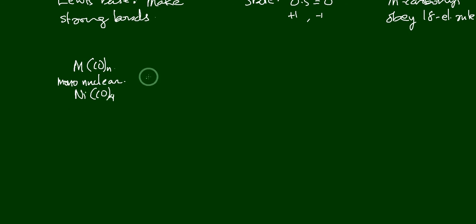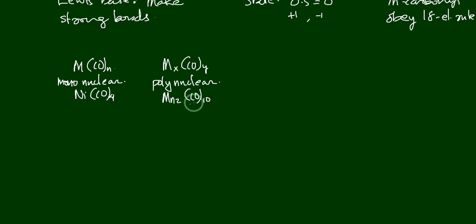And sometimes it can be like this, Mx(CO)y, which means there will be more than one metal center. In such cases we call them polynuclear. For example, you can see this type of complex, Mn2(CO)10. Here two manganese centers are there, so this is a polynuclear metal carbonyl.